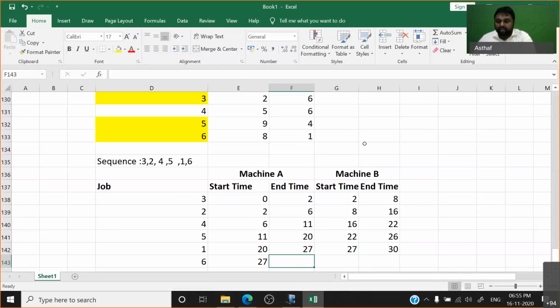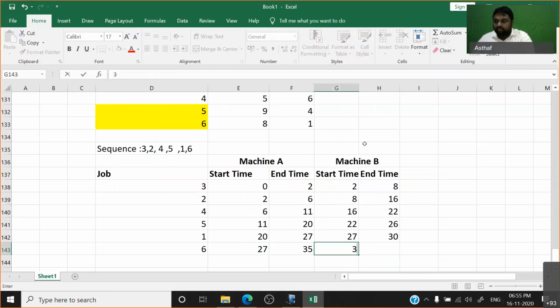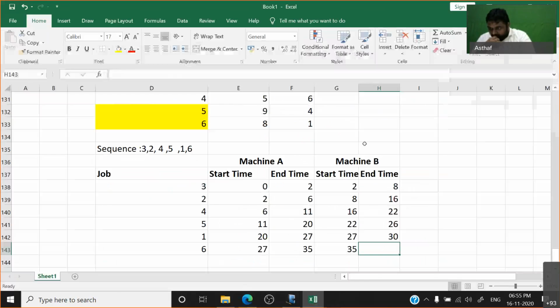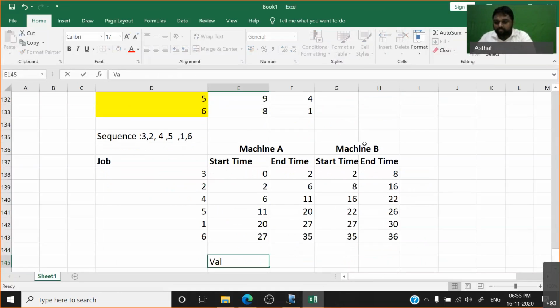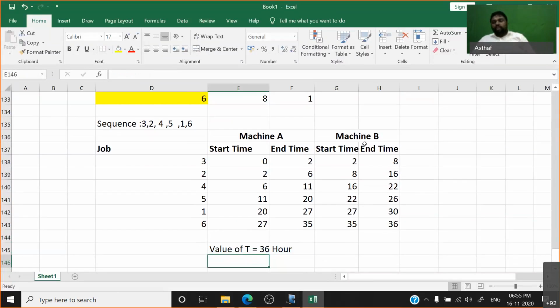Here we allow 27. 6, 34. Here also 34. So it will be 1. This will be 35. So the final time, the value of t will be 36 hours. See, any other combination if you take, it will take either 36 or above 36.